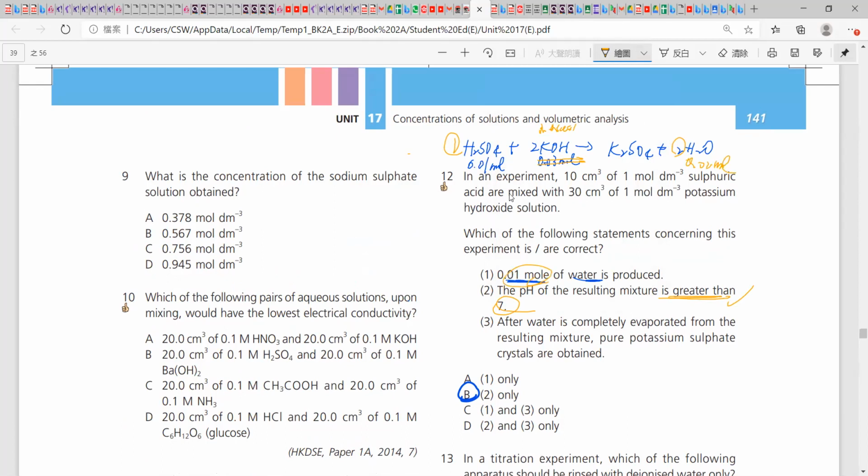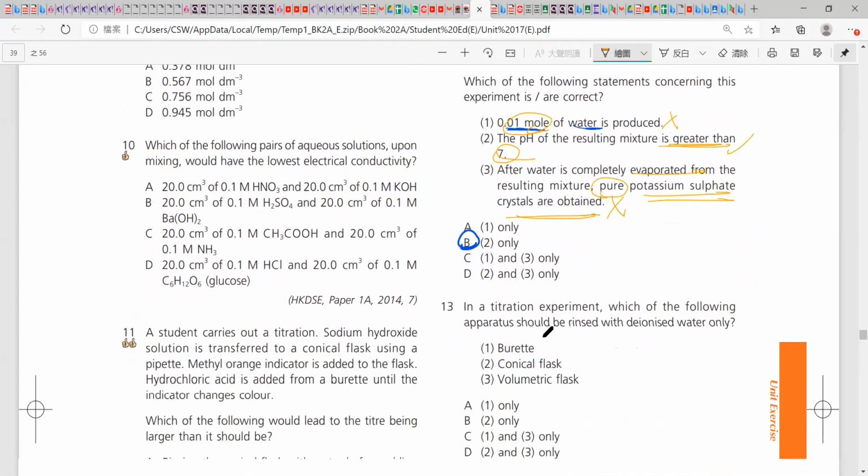How about 3? After water is completely evaporated, the pure crystal claim is wrong because it will have some residue of the alkaline, right? So it's not pure. The answer is B.